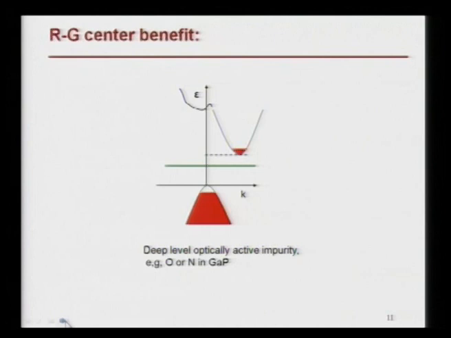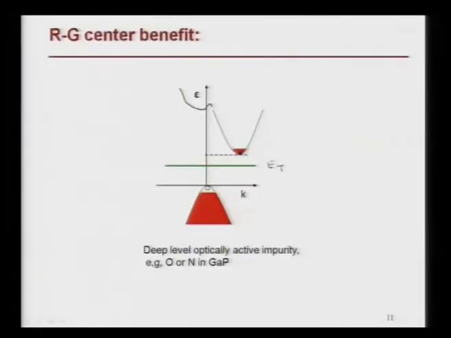Then let us look at another way of recombining through RG centers, and this is an example of an indirect semiconductor in which this electron is not able to recombine with the hole here because the crystal momentum is very different, and in order to compensate for that, as we saw earlier, you need to have an interaction with the phonon.